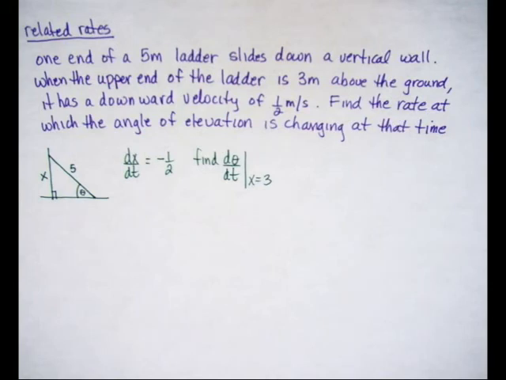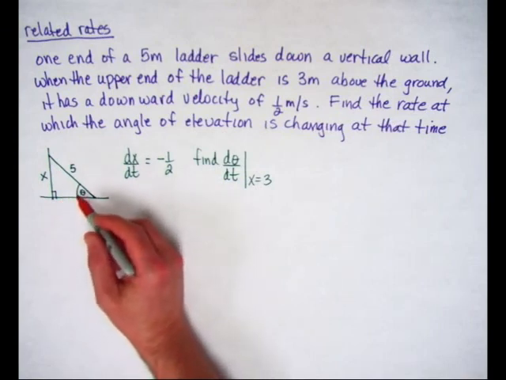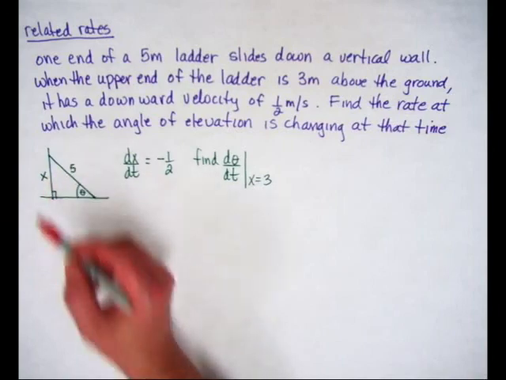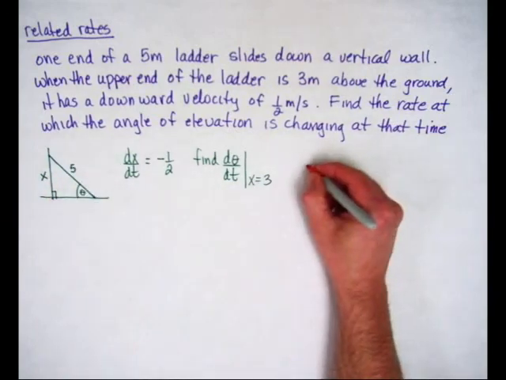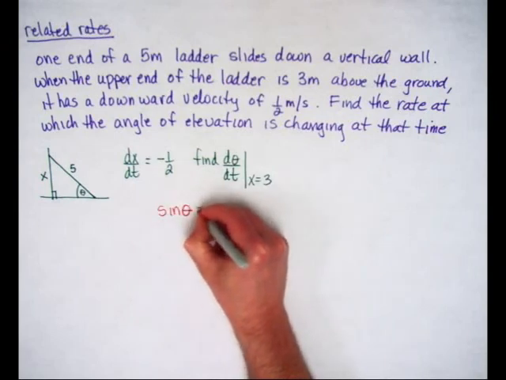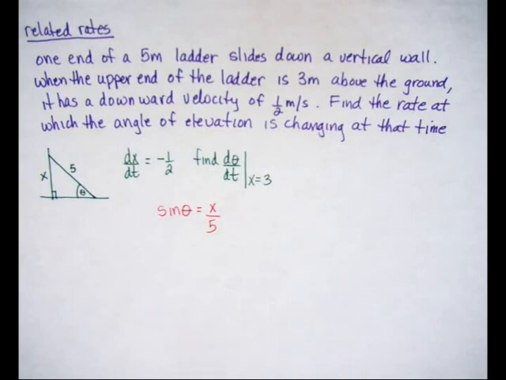Now the next step is you have to write a function that relates the variables in your question. So you have to ask yourself, how are theta and x related? Well, we have a right triangle, and we can use SOHCAHTOA. We know that if you have an angle called theta, this is the opposite side and this is the hypotenuse. So we have a function called sine. We know that the sine of theta will equal x over 5. That's just the definition of sine, opposite over hypotenuse.